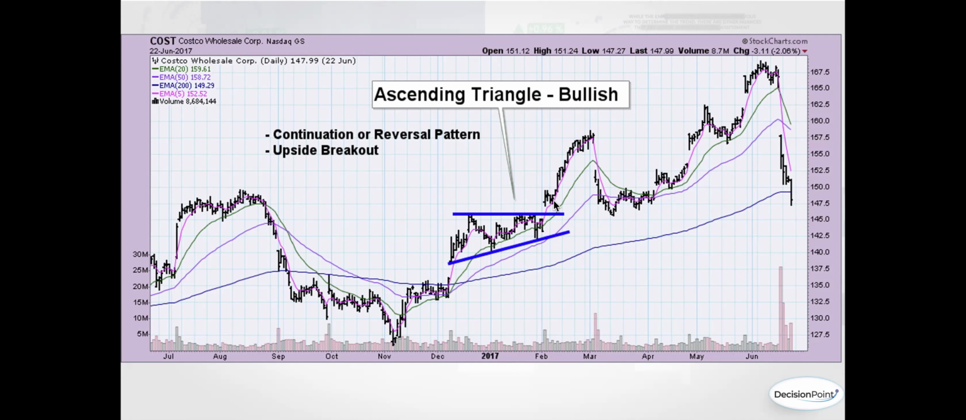These are continuation patterns. Typically what you're going to do is this is going to show you a continuation of the current move. It's not a reversal pattern, so I should change this. When you get one of these patterns, the expectation is that you will get that breakout to the upside.